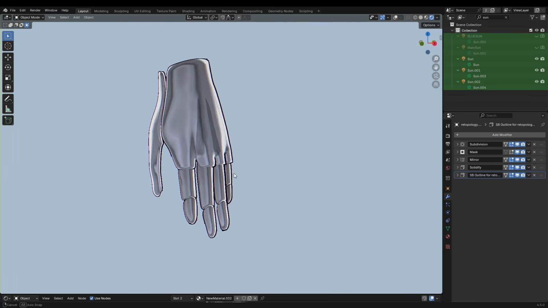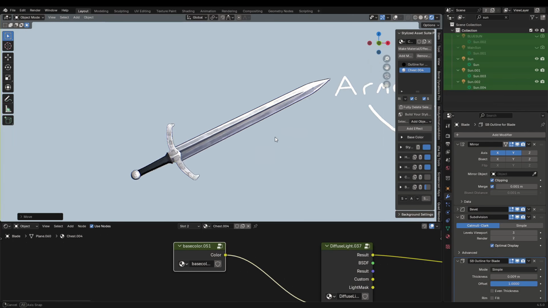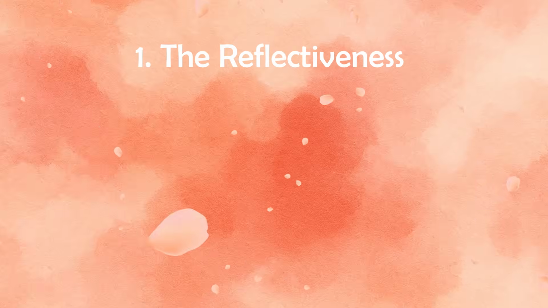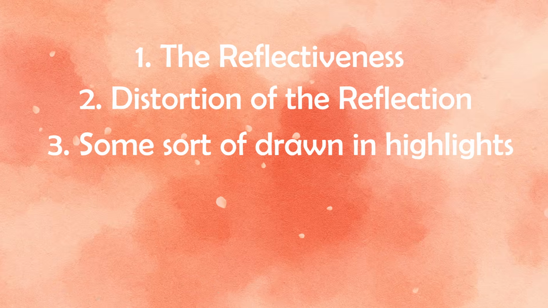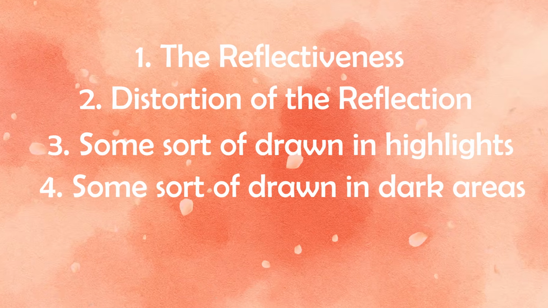But before we begin, you should know the checklist of the 5 most important parts of a metal shader like this. 1. The reflectiveness. 2. The distortion of the reflection. 3. Some sort of drawn-in highlights. 4. Some sort of drawn-in dark areas. And 5. Scratches. So just be aware of those 5 things because that is what we're going to cover in this video.